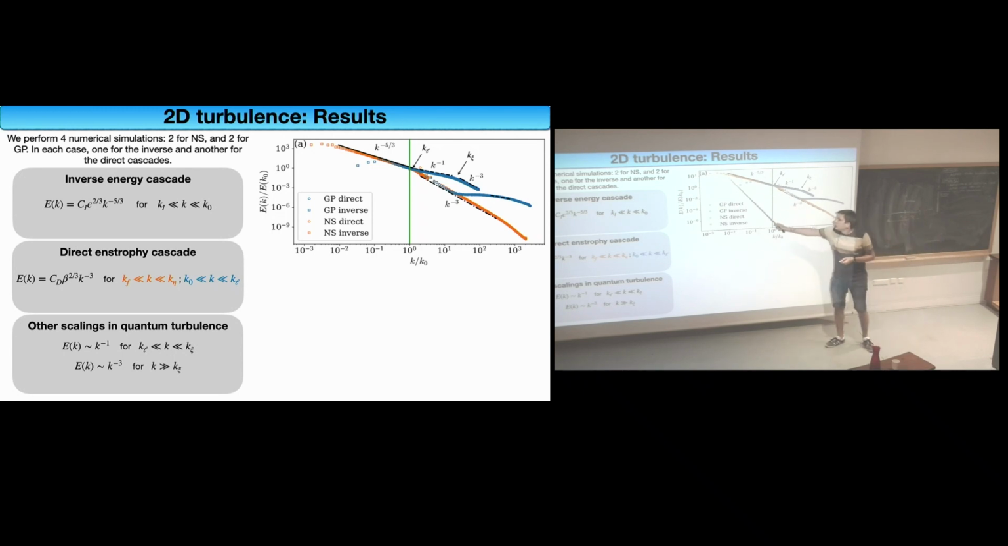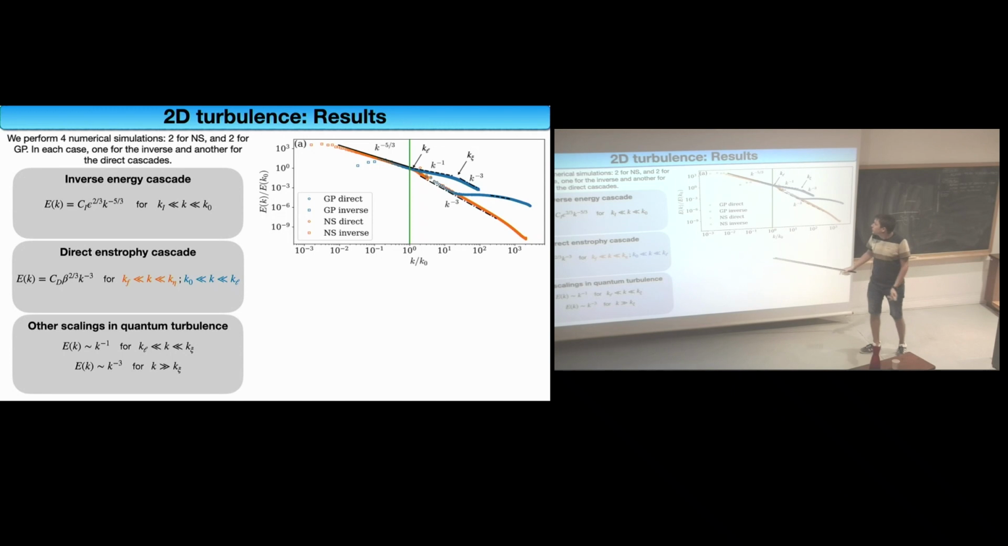So we see for large scales or small wave numbers, the development of an inverse cascade, and for large wave numbers, the scaling of a direct cascade. On the other hand, for Gross-Pitaevskii, we also see in this range of scales the development of k to the minus 5/3, and in the entropy range, we see the development of k to the minus 3. So that I know, this is the first observation of the entropy cascade in the Gross-Pitaevskii model.